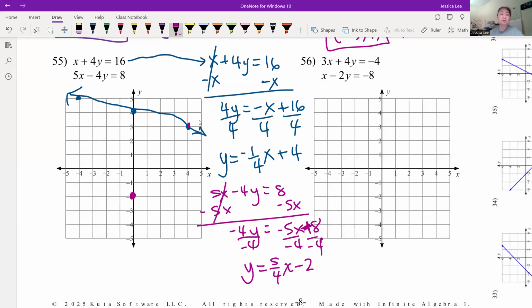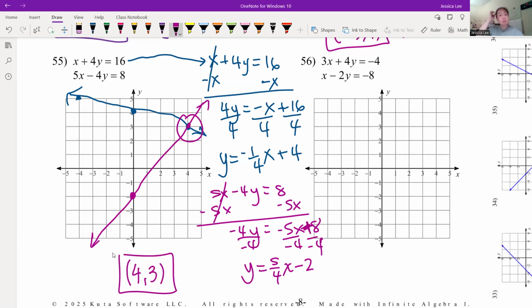Oh, look, do you see where it lands? I can't go the other way, so this is literally all I have. Okay, no other point to check it with. That's what we got, and our solution, yep, right here. So that's going to be at 4, 3. Remember, x always comes first.